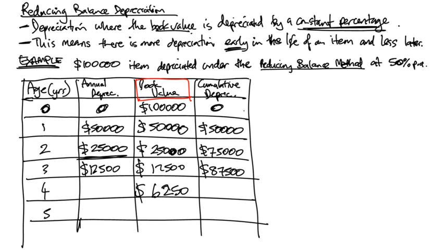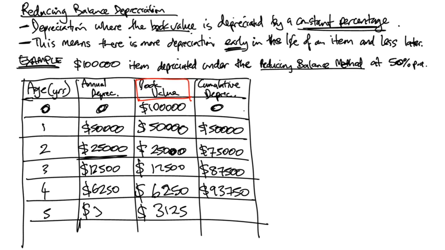So how much did it go down? It went down 6,250. So the total depreciation, the cumulative, at that point is going to be 93,750, and one more half of 6,250. 0.5 times 6,250. So the book value after year 5 is going to be 3,125.